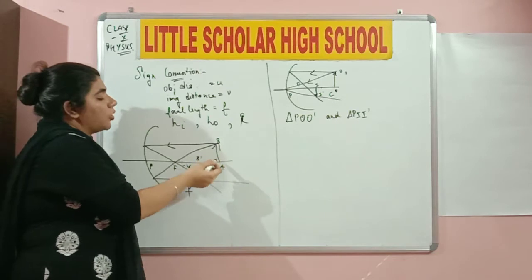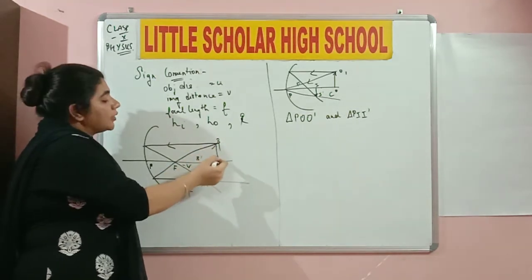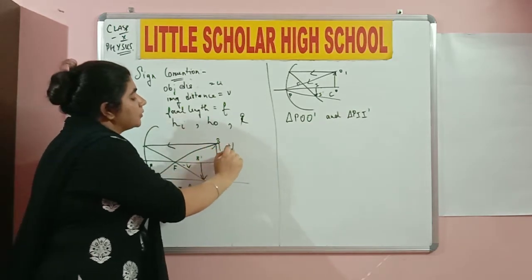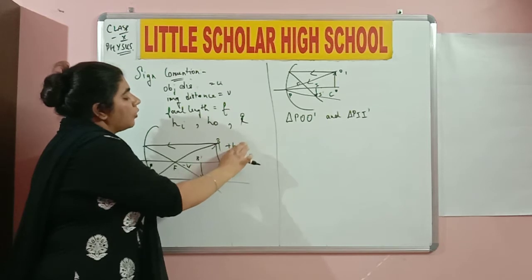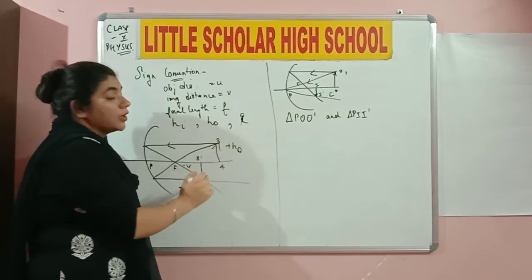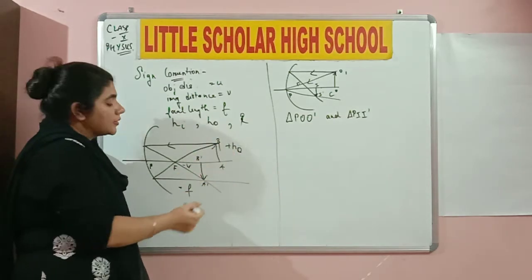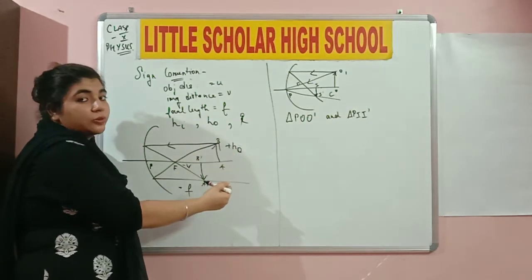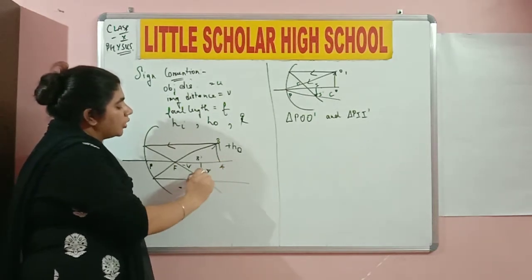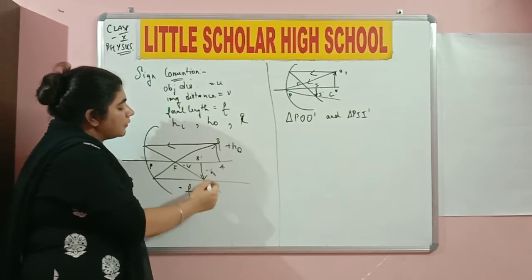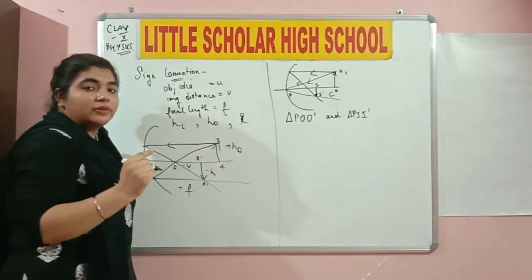Look at the height of the object. It is upright and it is above the principal axis. Anything above the principal axis will be considered as positive. So the height of the object over here is positive. Why is it positive? Because it is upright and above the principal axis. Anything below the principal axis will be considered negative. Now what is the height of the image over here? It is negative because it is inverted. Did you understand? And it is below the principal axis. We will recollect this.